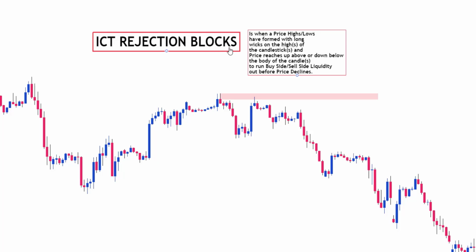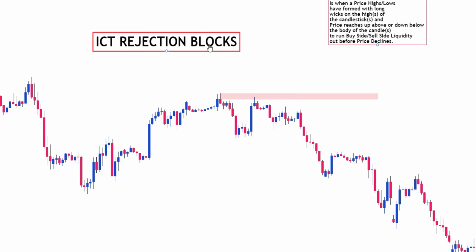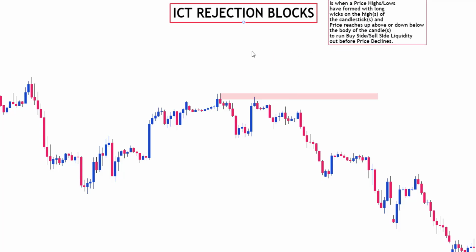ICT rejection blocks is when price highs or lows have formed with long wicks on the highs of the candles or the lows of the candles, and price reaches up above or down below the body of the candles to run buy side or sell side liquidity out before price declines. This is pretty much a simple and straightforward definition. All right, now this is what it is saying.